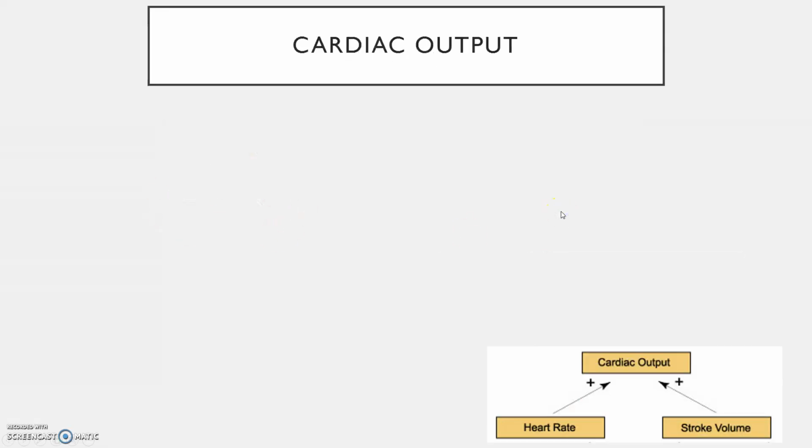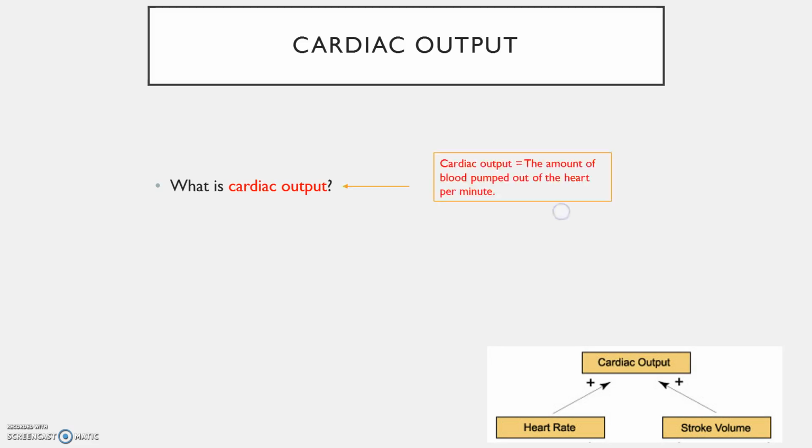So, cardiac output. Before we go on about cardiac output, remember, heart rate is the number of times the heart beats per minute, and stroke volume is the amount of blood that leaves the left ventricle per beat. The reason why I want you to know that is because cardiac output is the amount of blood pumped out the heart per minute, and it is worked out by heart rate times stroke volume. So heart rate times stroke volume equals cardiac output, the amount of blood pumped out of the heart per minute.